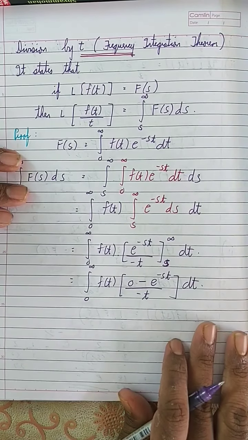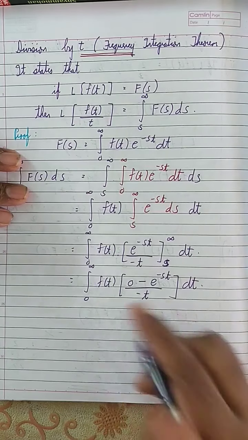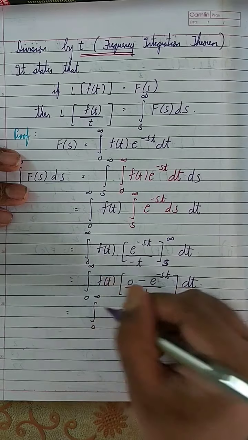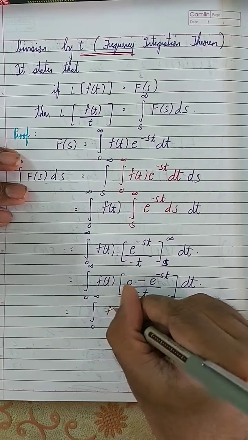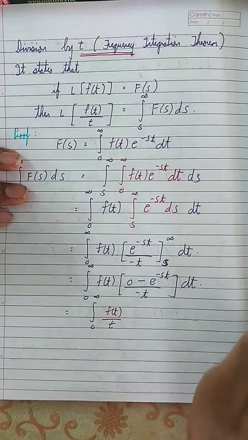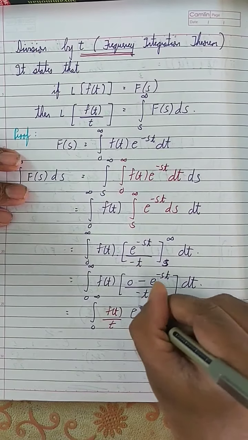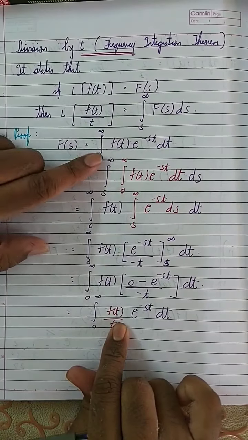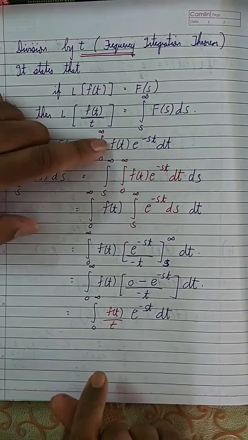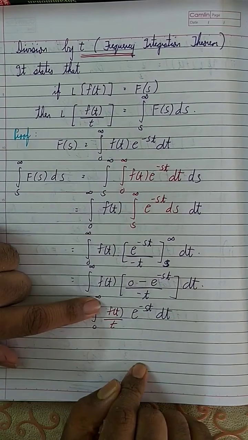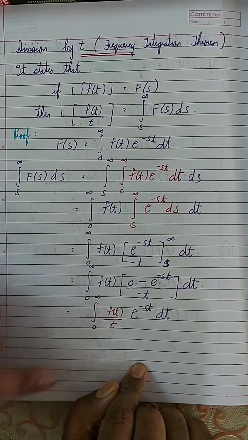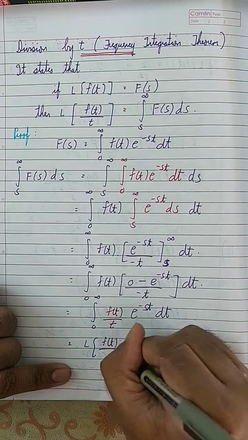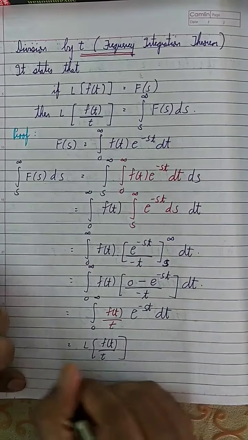So minus and minus will cancel each other, and therefore this is equivalent to integral 0 to infinity f of t by t e raised to minus st dt. Compare these two equations. If this is the Laplace transform of f of t, then this must be the Laplace transform of f of t by t. Therefore this is equivalent to the Laplace transform of f of t by t. Hence proved.